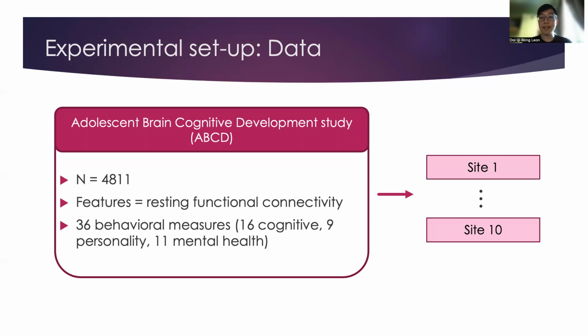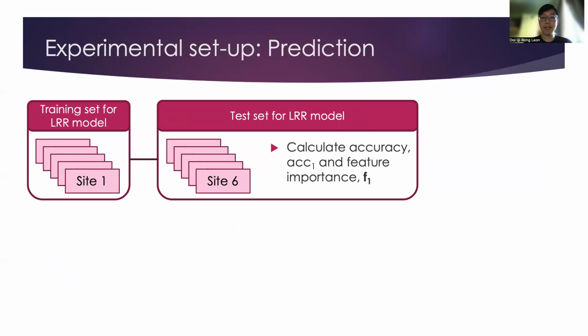Since the ABCD is a multi-site study, as a first step, we divide the 5,000 participants into 10 site clusters. We then use a split half validation procedure. What this means is that of the 10 site clusters, 5 sites were randomly selected to train a linear regression model, and the other 5 were used for testing the model. Next, we calculate the accuracy of the model, ACC1. Then we calculate the vector of feature importance values from the entries of the FC matrix, F1.